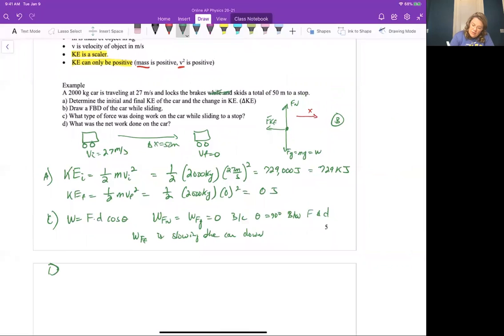D. Oh, I knew that. Okay, this is what I forgot to do. In A, they also asked me to find the change in kinetic energy. The definition of change in kinetic energy: anything changed, delta x, delta t, delta velocity, the change is the final minus the initial.